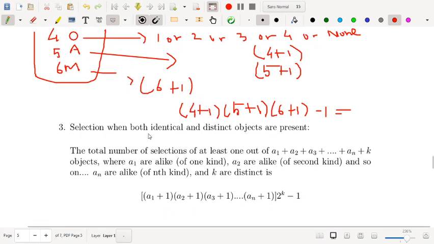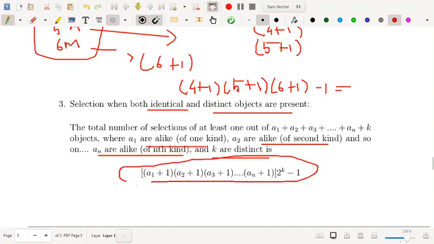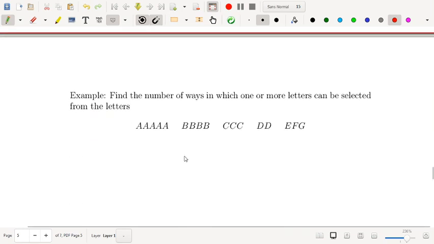Now there is a mixture of identical and distinct objects. So A1 are identical of one kind, A2 are identical of second kind, and An are alike of nth kind, and K are distinct. Then the number of selections will be (A1 plus 1)(A2 plus 1)...(An plus 1) into 2 to the power k, because K are distinct, and minus 1. Okay, so this is your answer in this case. Let's have a problem on this.